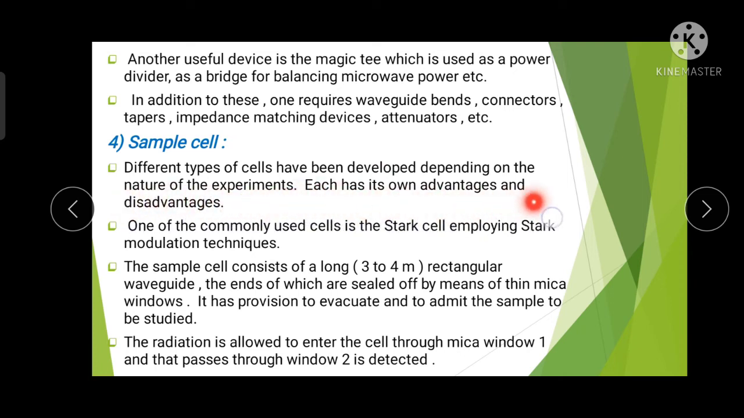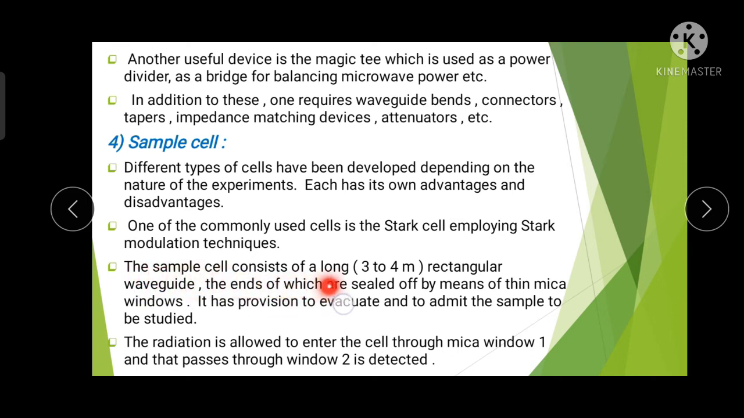Each has its own advantages and disadvantages. That means a variety of sample cells have been developed depending on the nature of the experiment, that is, depending on the requirement of the particular experiment. One of the commonly used cells is the Stark cell, employing Stark modulation techniques. That means the most commonly used sample cell is the Stark cell, which employs the Stark modulation techniques.